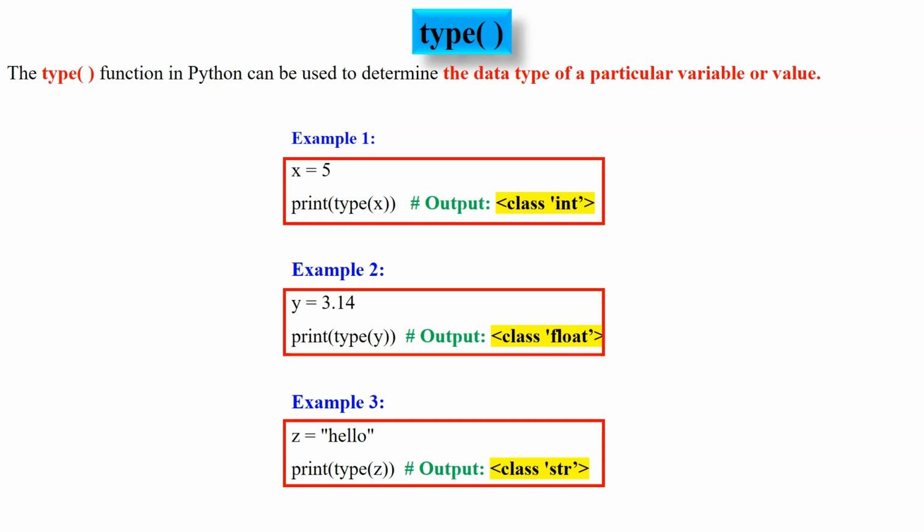In example 3, z equals hello assigns the string hello to the variable z. In Python, strings are enclosed in either single quotes or double quotes. Next line uses the print function to output the result of the type function applied to the variable z. The type function returns the data type of the object it is called with. The output of the print statement is class str. This output indicates that the type of the object stored in the variable z is a string. In Python, a string is a sequence of characters enclosed in quotes.